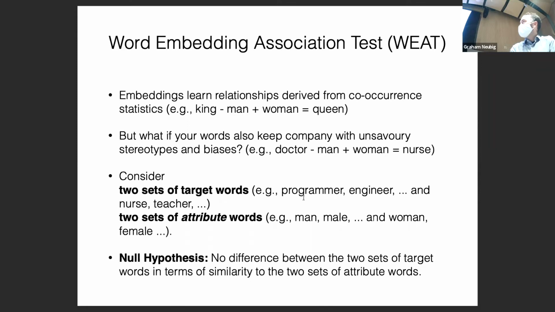So the way the word embedding association tests work is you have two sets of target words. So you have things like programmer, engineer, and nurse and teacher and stuff like this. And these words are chosen to be things that are not inherently gendered, but traditionally had a trend of being gendered or were stereotypically gendered, for example. We also have sets of attribute words, which are inherently gendered words. And the null hypothesis is that there would be no difference between the two sets of words in terms of the similarity between them. So this would be if there was no gendered things.